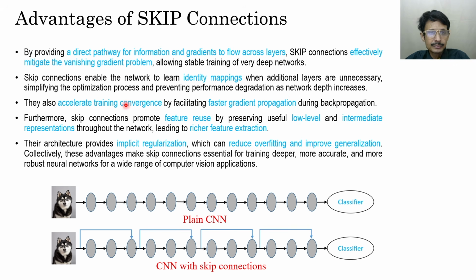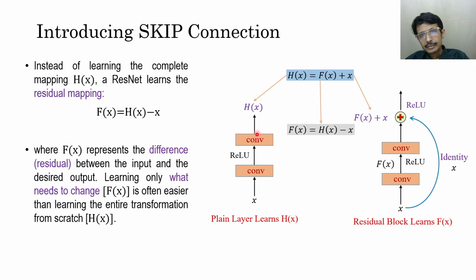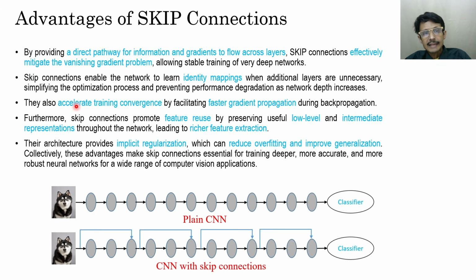Now, what we said earlier, it also accelerates the training convergence. Because here we are only modeling H(x) minus x rather than the whole H(x) that we have seen in the last lecture. So here it accelerates convergence, facilitating faster gradient propagation.